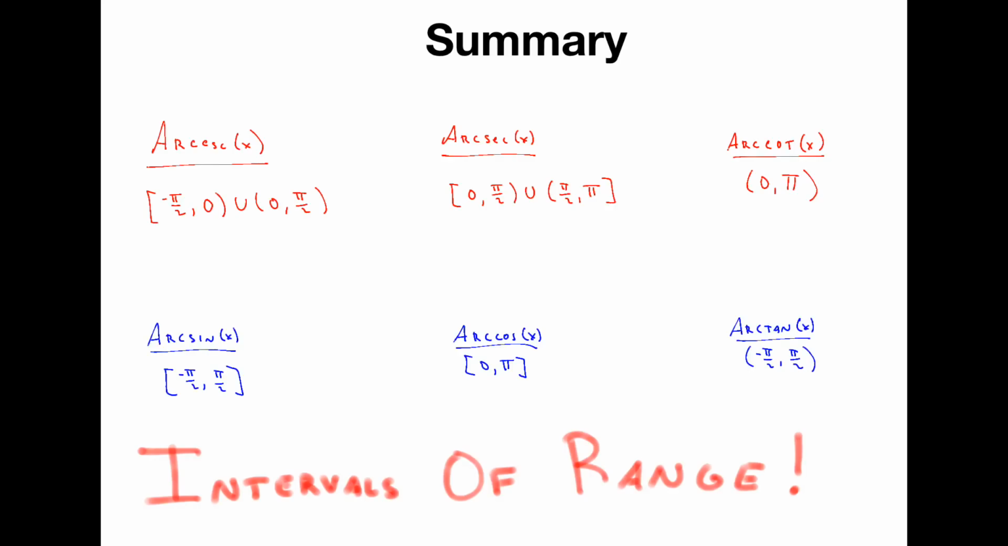So this is what I wrote down for the summary. I wrote the intervals of the range for arc cosecant, arc secant, and arc cotangent, which are the ones we learned today. And then below that, I actually listed the first three that we learned: arc sine, arc cosine, and arc tangent. And you can kind of compare those to their reciprocals. But these are definitely the intervals of the ranges that you will need to absolutely know while you're going through and doing inverse trig functions.